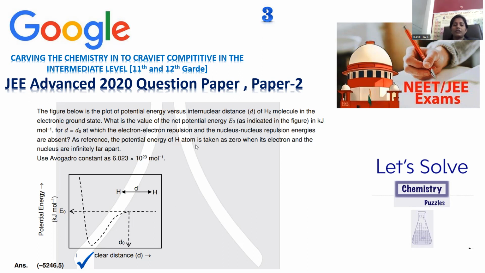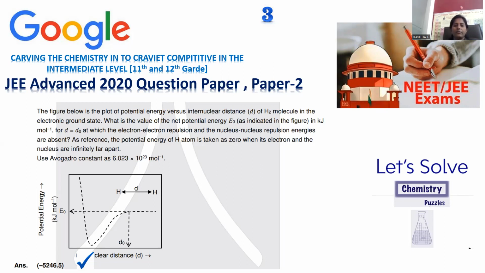As a reference, the potential energy of a hydrogen atom is taken as zero when its electron and the nucleus are infinitely far apart. Okay, so here potential energy is taken as zero, E naught. Potential energy is taken as zero whenever the electron and nucleus are far apart, at infinite distance, so we can say potential energy E naught is the reference. And the Avogadro constant is provided, that is 6.023 times 10 to the power 23, right? So, this is the case.